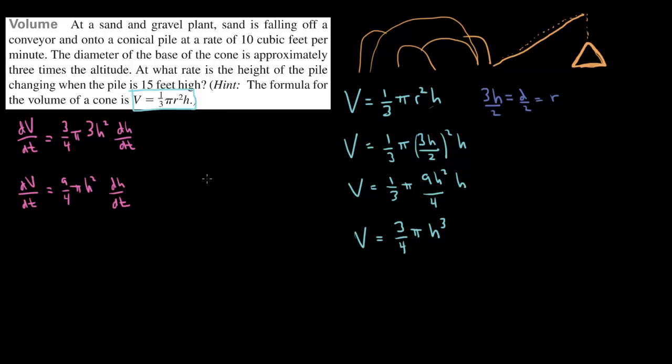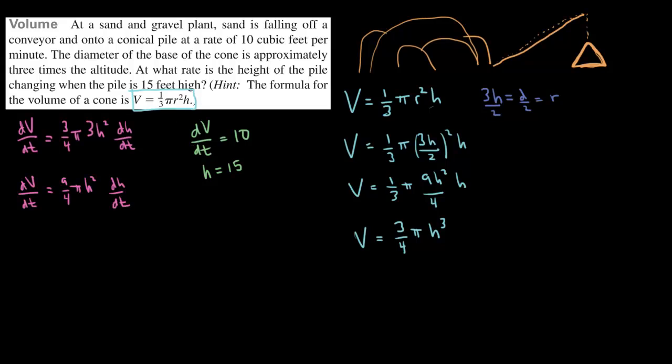Now, what's the rest of the stuff that we're told? It says 10 cubic feet per minute is how the volume is changing. The sand is falling off a conveyor belt onto the pile at a rate of 10 cubic feet per minute. Okay? So that tells us that dV over dt equals 10. Okay, what else are we told? The diameter of the base of the cone is 3 times the altitude. At what rate is the height of the pile changing when the pile is 15 feet high? So that tells us that h equals 15.